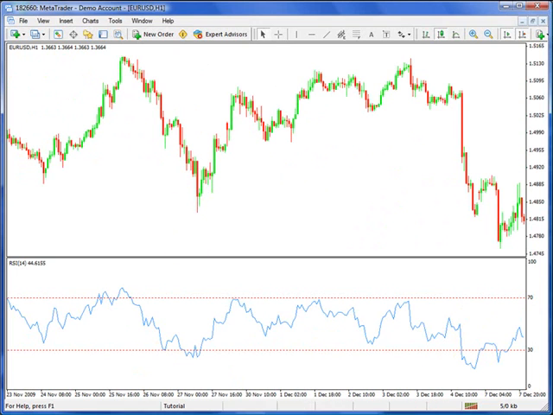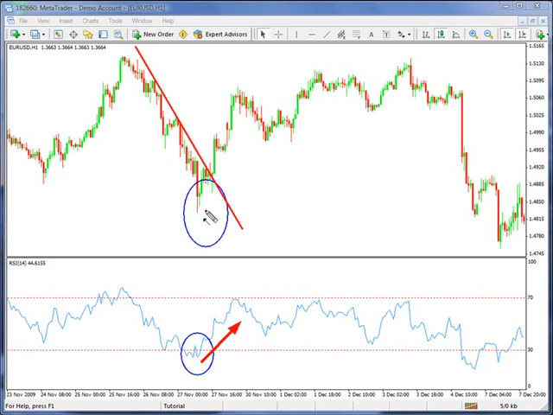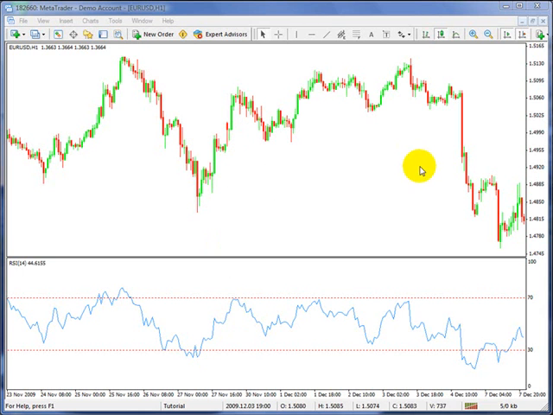Here we go, we've got an example right here, look. We go below, we break the 30, and therefore potentially we're going to go from short to a long situation. This is the point that we're looking at. This was your trend line. We get the break. We are oversold, and therefore we're going from bearish to bullish. So that's how you can use the RSI.